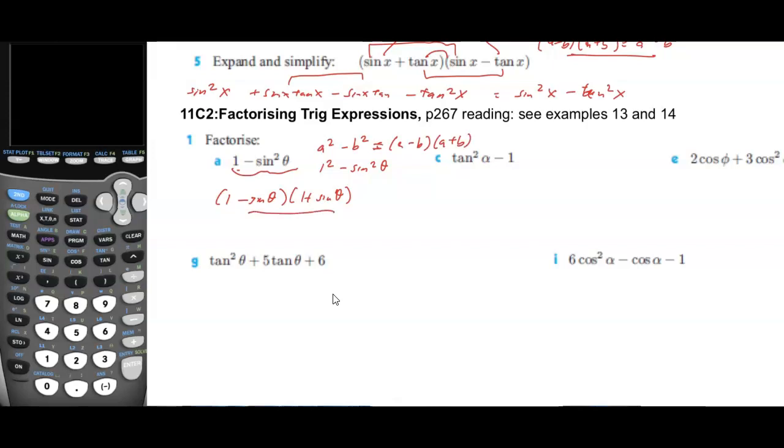Same thing here. This is equal to tan squared alpha minus 1 squared. So this is equal to this again. Tan alpha minus 1, tan alpha plus 1.